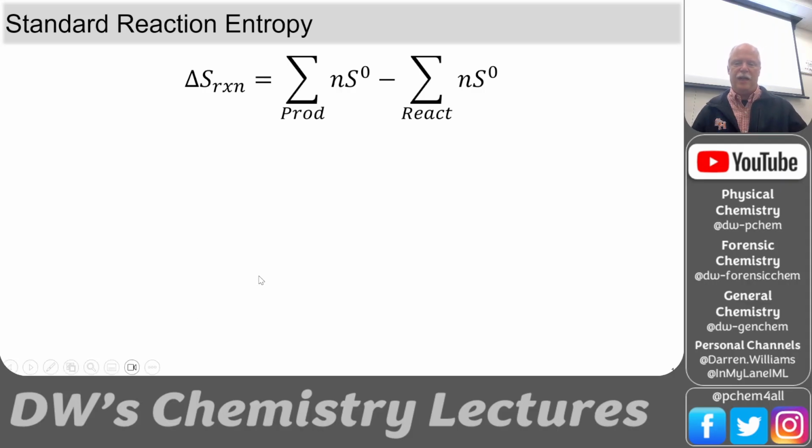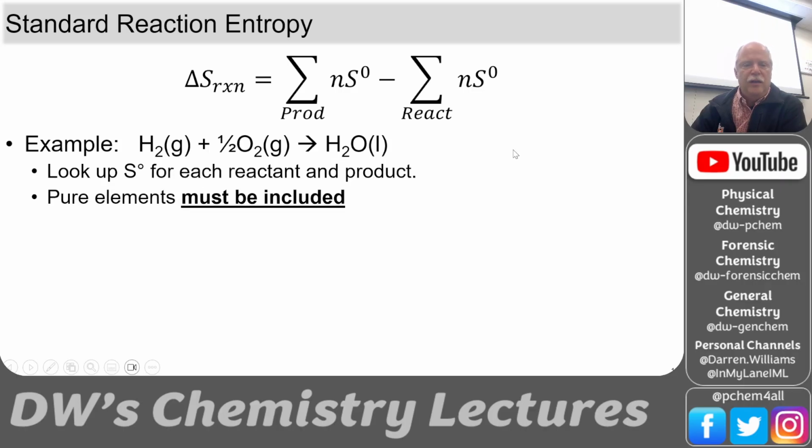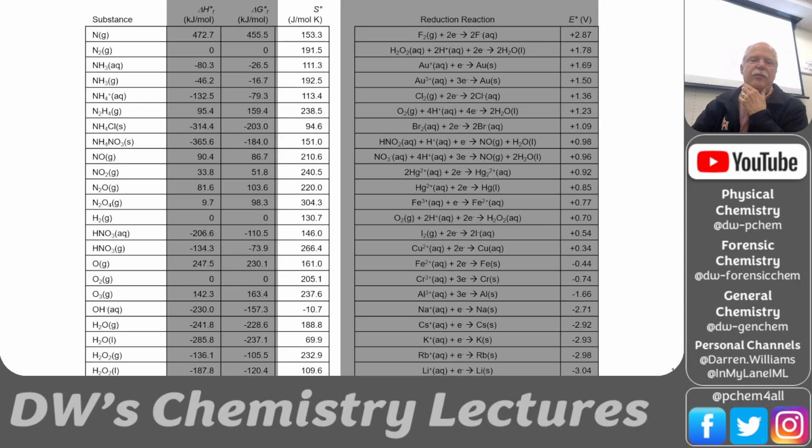And then we have the standard enthalpies of reaction. So let's look at water, the formation of water. So we could look up the standard entropy, I should say entropy, for each reactant and product. And the pure elements must be included in these because of the definition. The standard state is temperature of 0 and entropy of 0. And so here's our tables. So we can look up these formation values, but let's ignore those for now. We're just talking about the entropy.